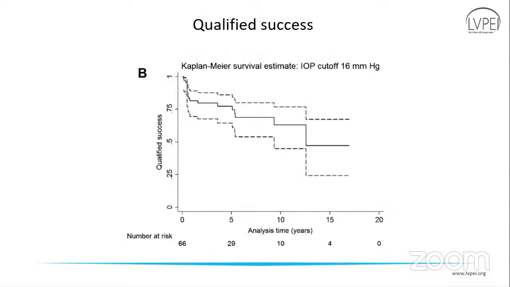Again, when we took 16 millimeters of mercury, intraocular pressure control was achieved without any medication. At the end of 1 year, the success rate was approximately 81%, decreased to 68% at the end of 6 years, and by the 10th year, the success rate was 63%.